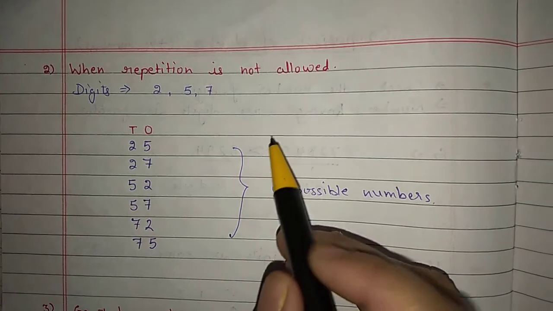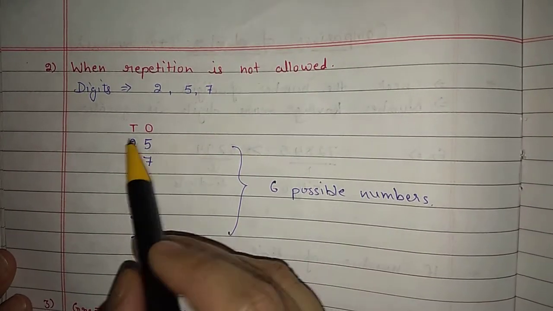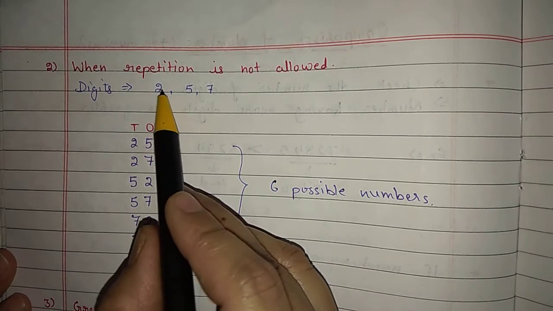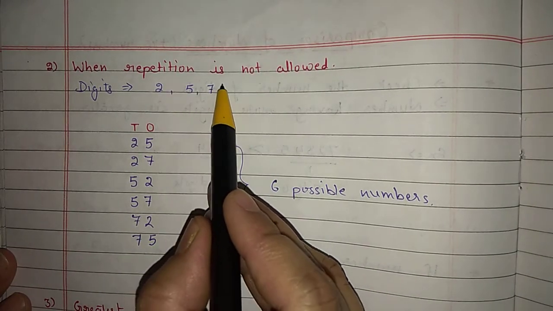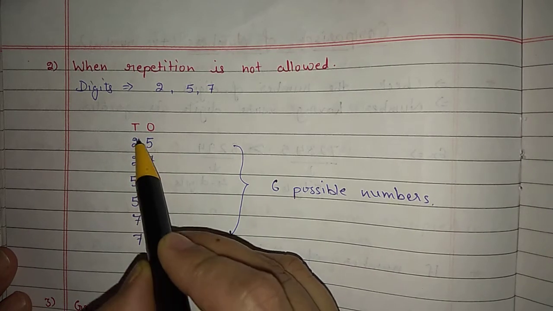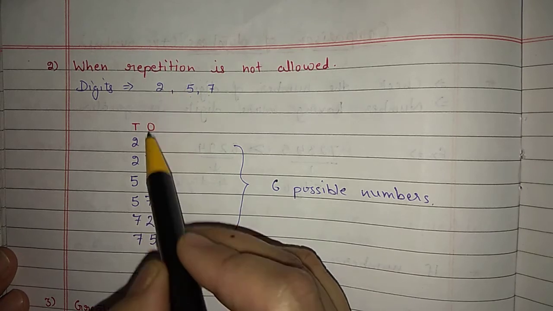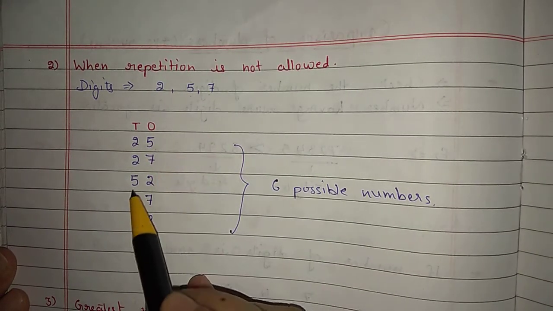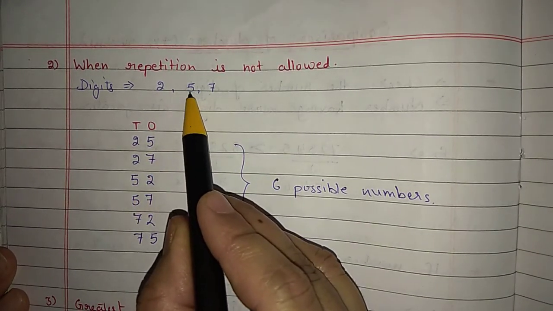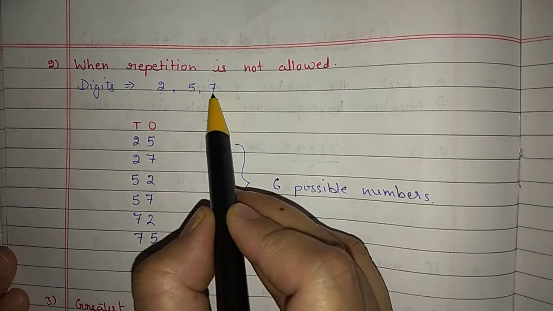Second case, when repetition is not allowed. As I told before, the conditions 22, 55 and 77 will not come. The first place we can fill with 2, the second place with 5 and 7. Because we cannot repeat, again 2 we will not write. If the 10's place we fill with 7, then another place we can fill with 5, and we can fill with 2.